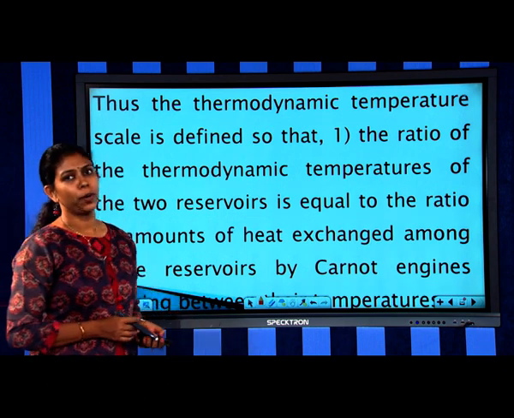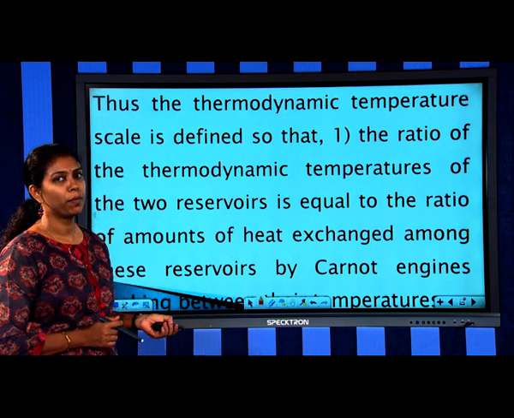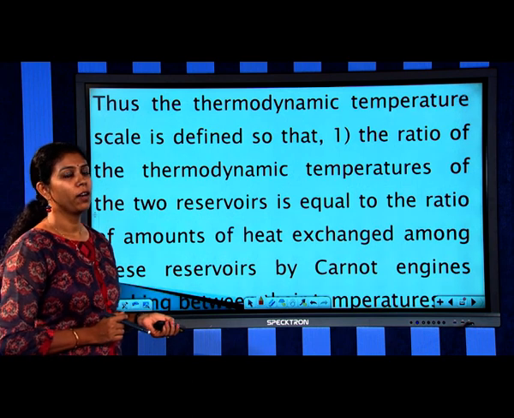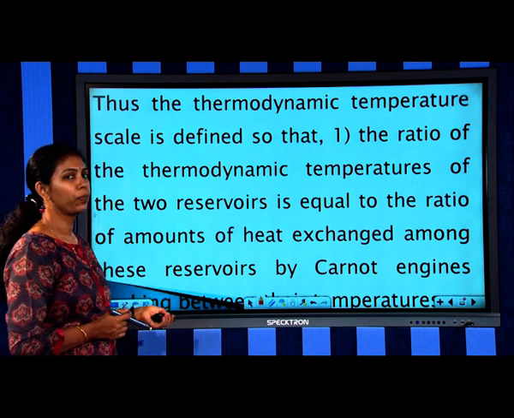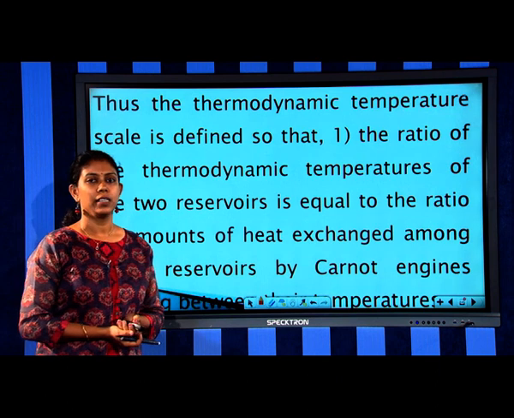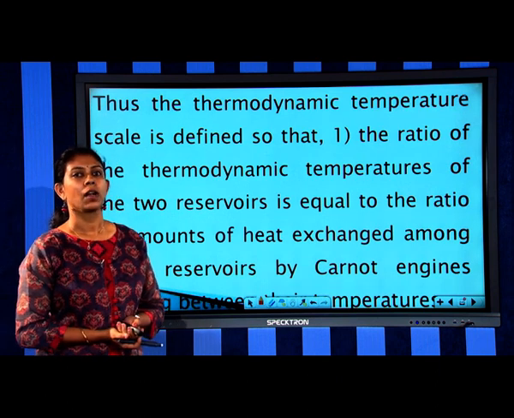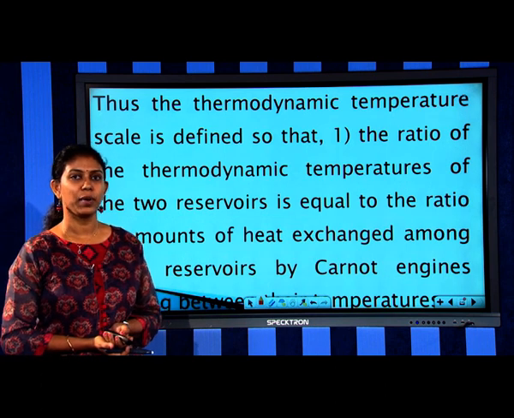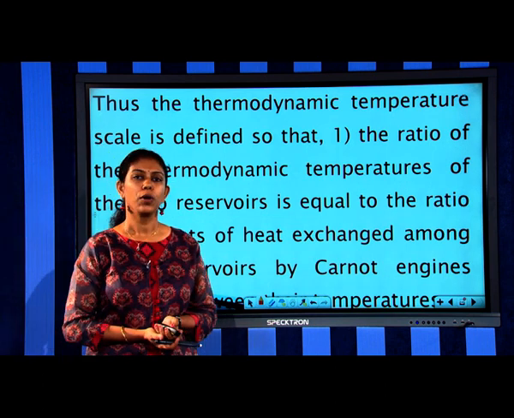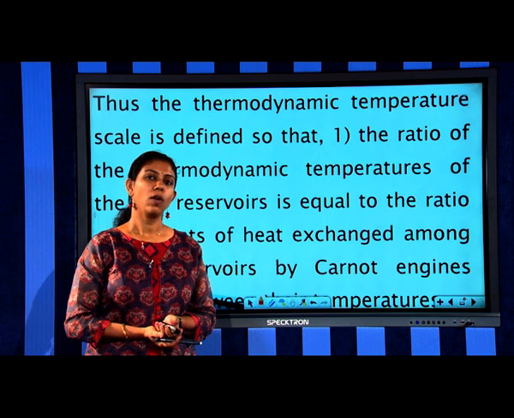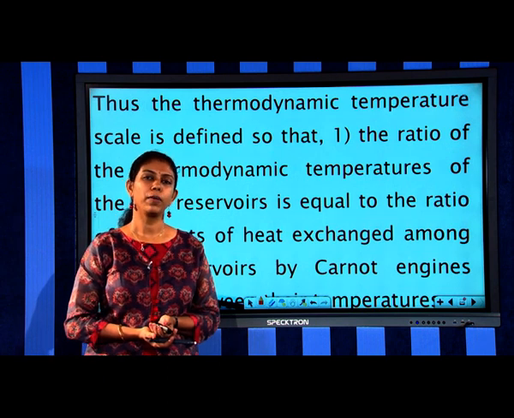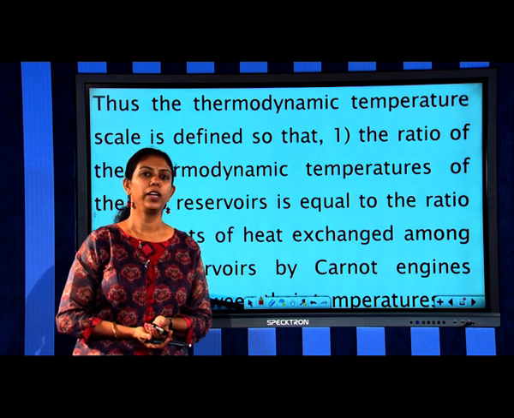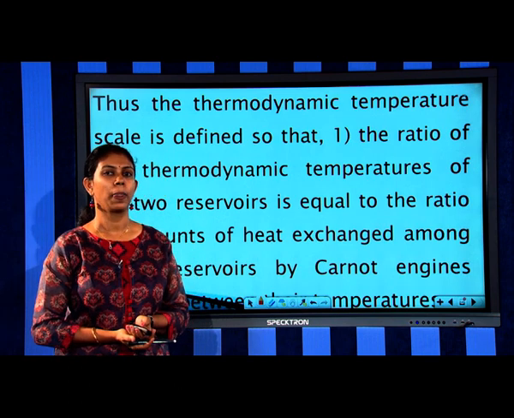1 minus Q2 by Q1 is equal to 1 minus T2 by T1. When Q2 is equal to 0, the efficiency of the engine is unity. Thus 0 of the thermodynamic scale is that temperature of the sink at which no heat is rejected and all the heat taken from the source is converted into useful work.